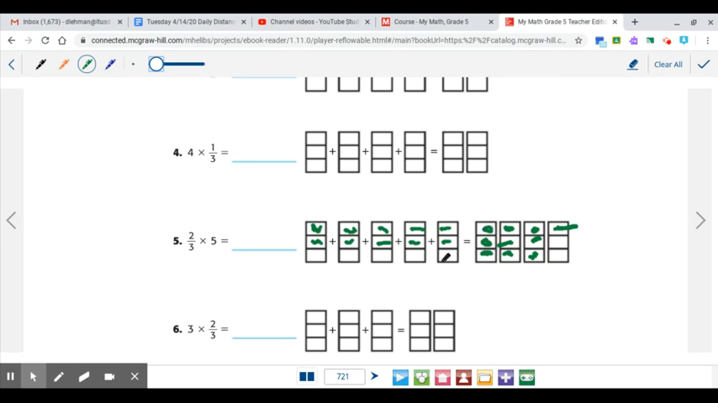Oh, sorry, I should say now let's count how many wholes that we have. How many whole pieces do we have? So we've got 1, 2, 3. So that's going to be our whole number, 3. And then we have how many left over that are colored? We've got 1. And what was our original denominator? 3. So 2/3 times 5 equals 3 1/3.